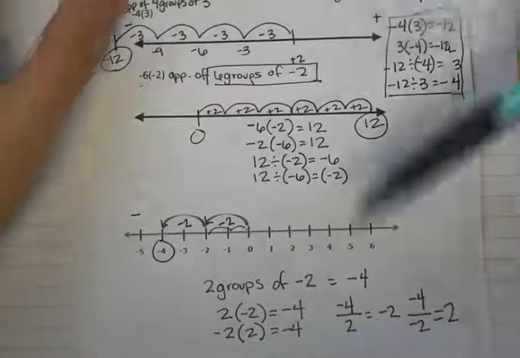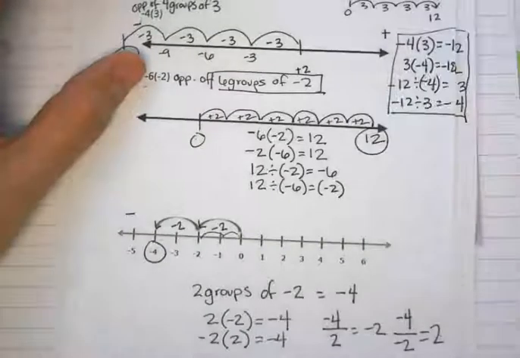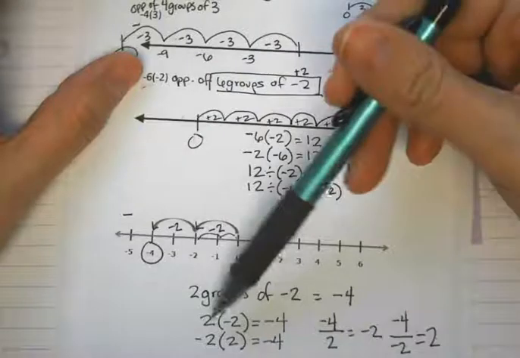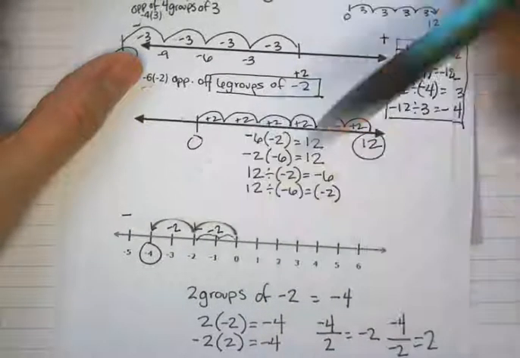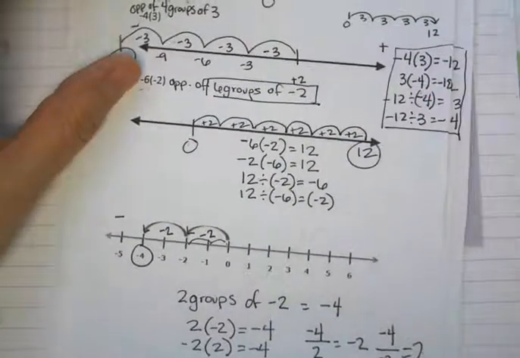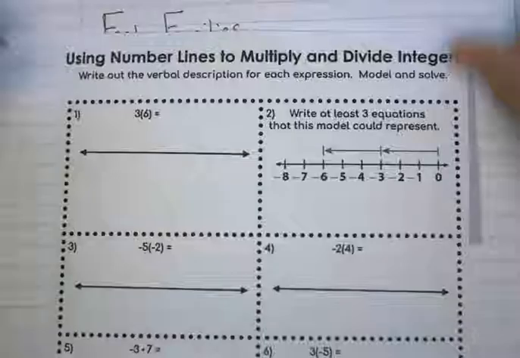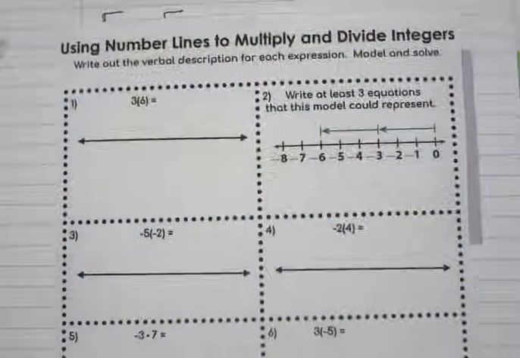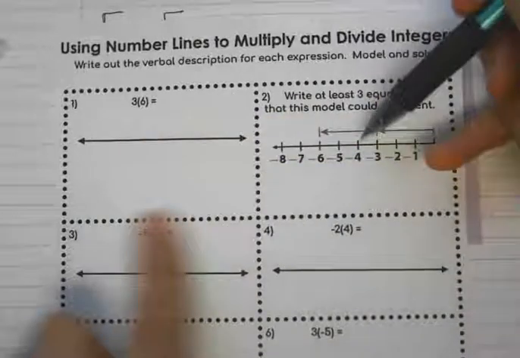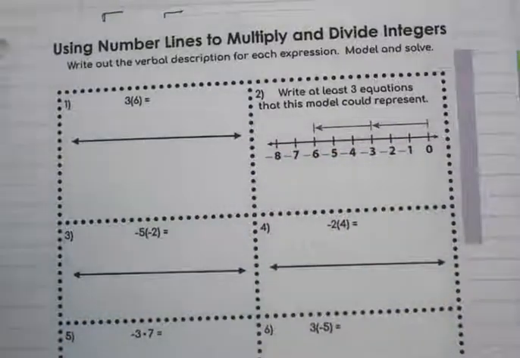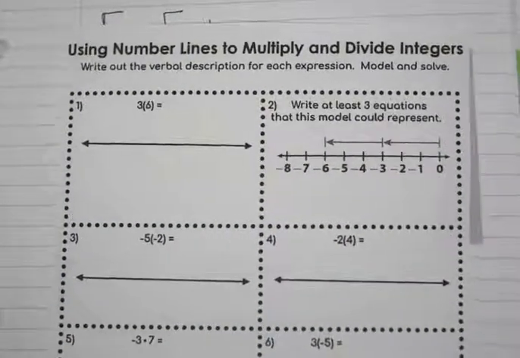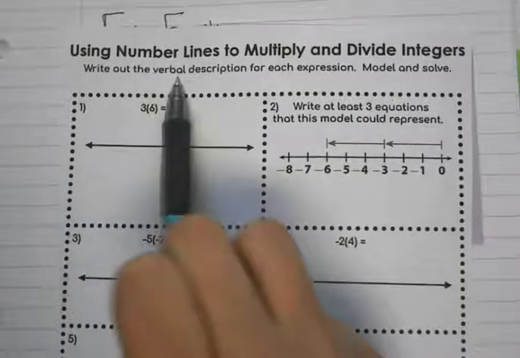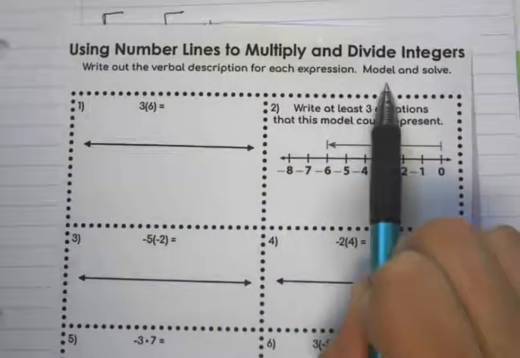So I hope that you're able to look at the number lines in a new way and be able to see that one model actually represents a lot of different ways to solve a problem. So you're going to be doing this one on your own, but I am going to go through and work through the first 2 problems with you so that you can see what the expectation is. It says write out the verbal description for each expression, model, and solve.